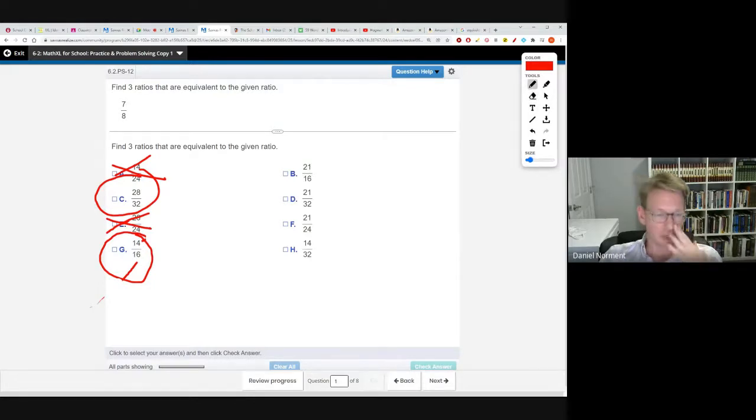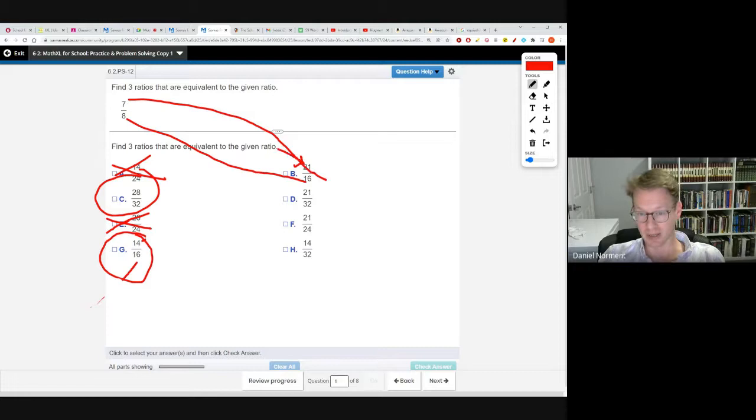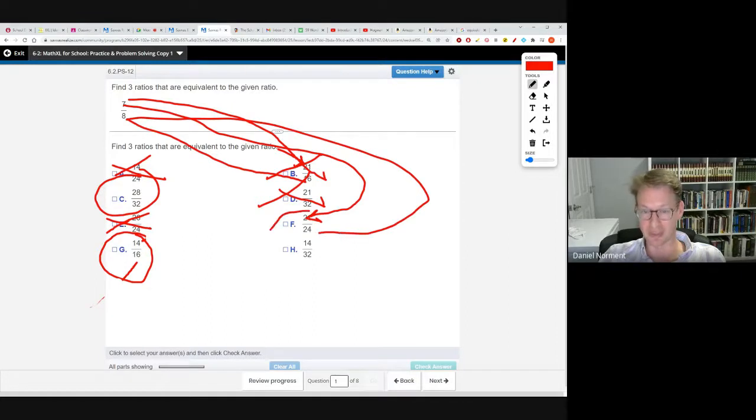So with equivalent ratios, remember the notes. If you multiply both numbers by the same thing, they stay equivalent. So what do you multiply 7 by to get 21? 3. So if I do 8 times 3, what does that give me? 24, right? Is that a 24? It's not. That's not the answer. 7 times 3 is 21. 8 times 3 is 24. That's the final answer. So for me, the answers are going to be C, F, and G.